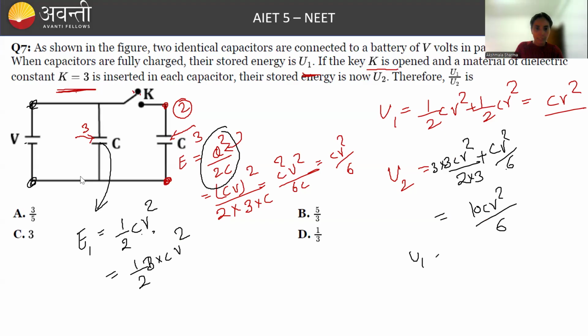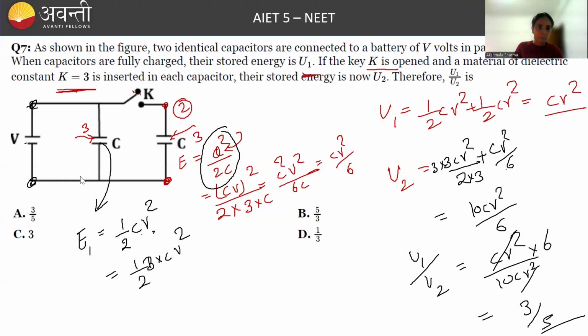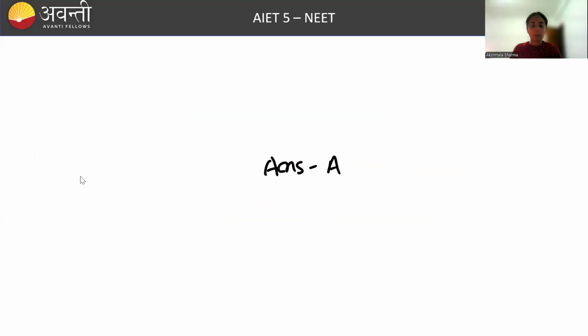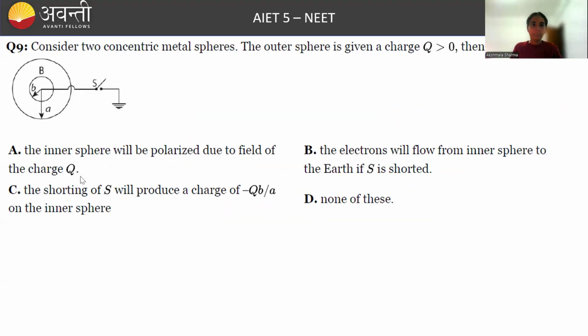So the ratio we have to calculate is U1 by U2. So CV square by 10 CV square into 6. So this will become how much? 3 by 5. So the correct option will be A. Okay? Chalo. Now let's understand this question.